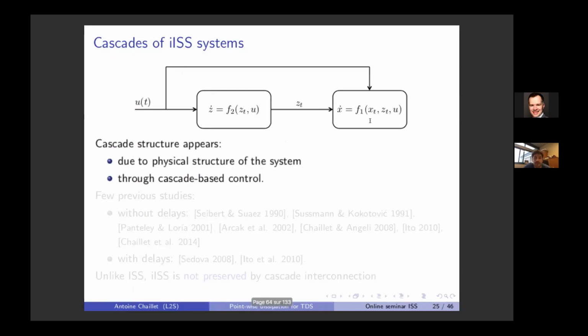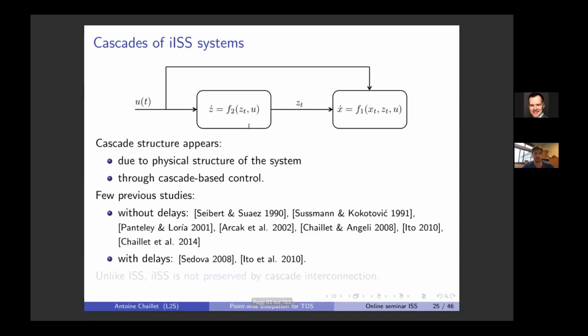Okay. So it's interesting to study cascades because sometimes it appears naturally due to the physical nature of the system. And sometimes you can design a control law that puts the system into cascades in order to simplify the analysis of stability. So the whole point in cascade-based control is then to simplify the problem by subdividing the big system into smaller ones that are easier to study. So this has been widely studied in a finite dimensional context, starting from Sontag and Teel probably in the 90s.